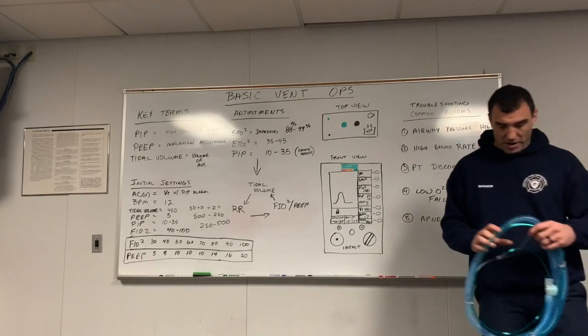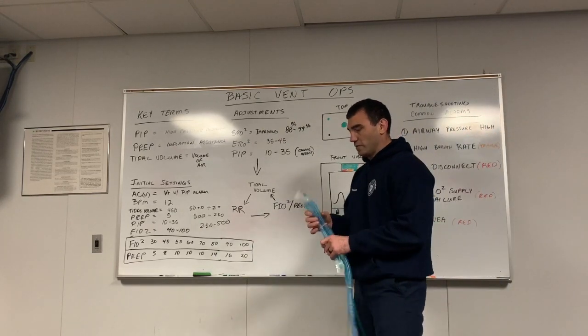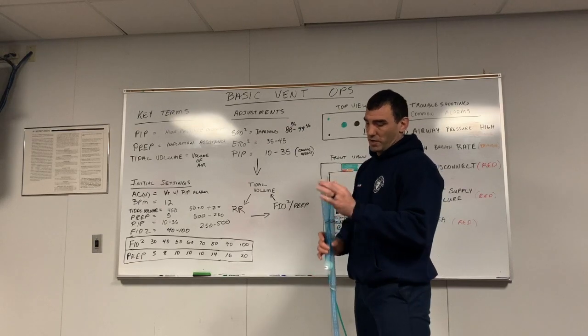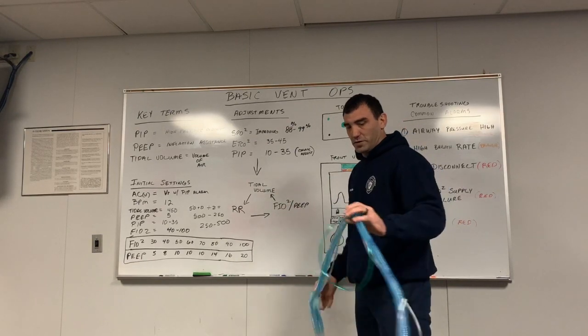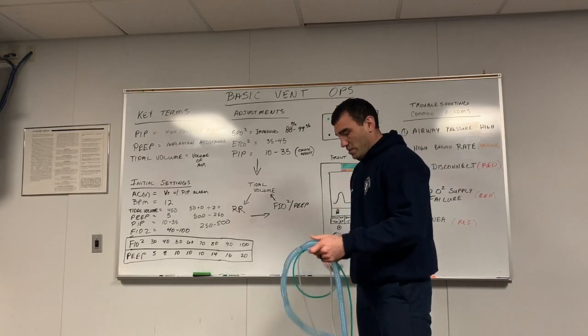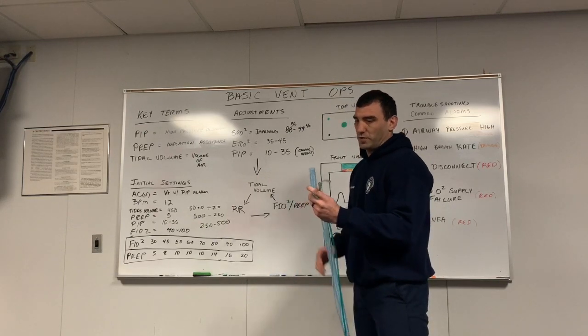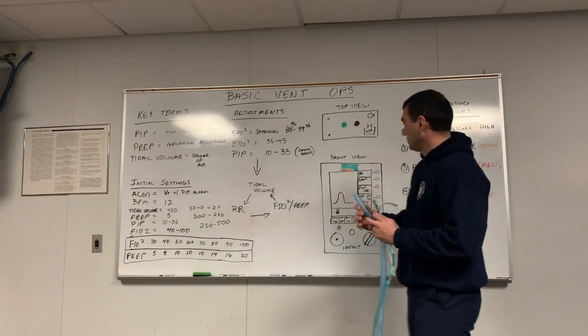Now I need to make the connection. Okay, so this is your vent circuit. This is the patient end, obviously. Got our tubes, we come down to our end. It has 3 different tubes on it. One is big and blue, okay?